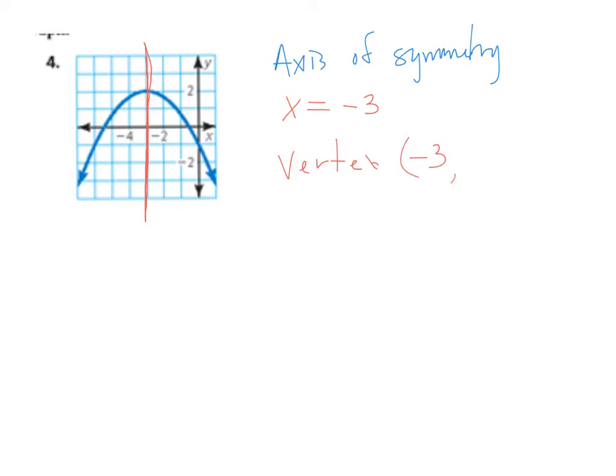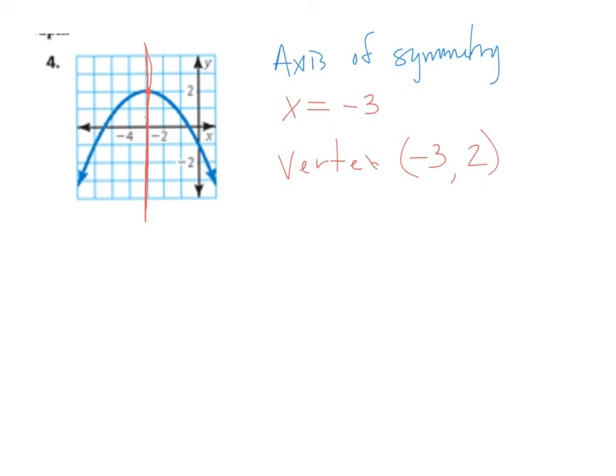We know that. But now if we go over 3, we got -3, we're going to go +2. So (-3, +2) will be the vertex. And in this case, it's a maximum.